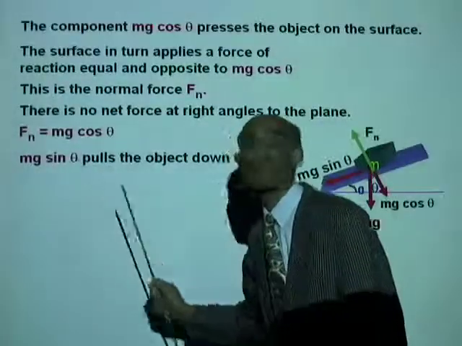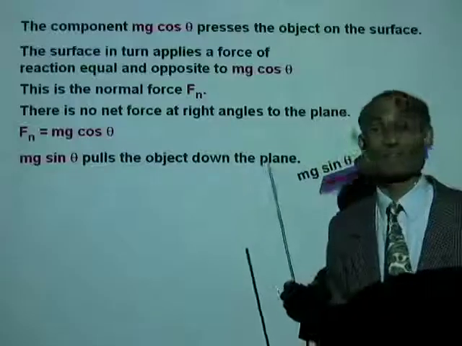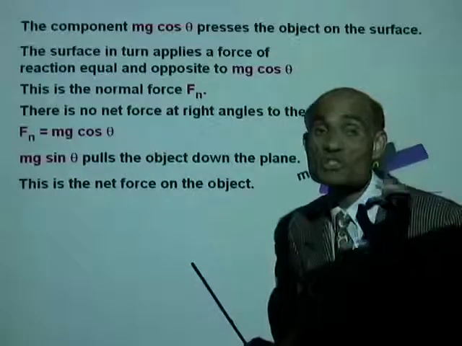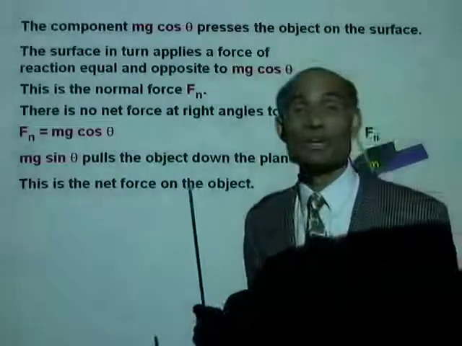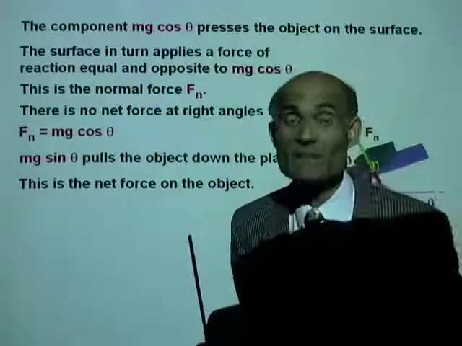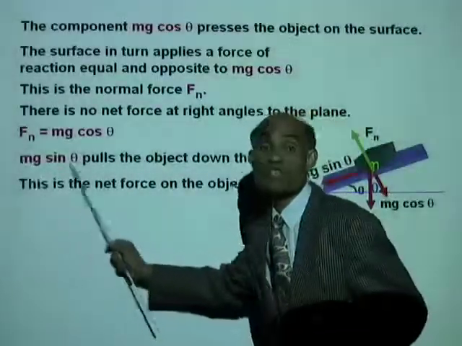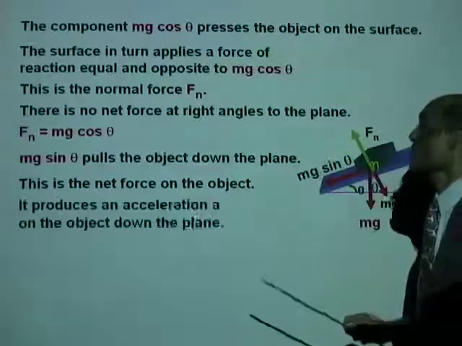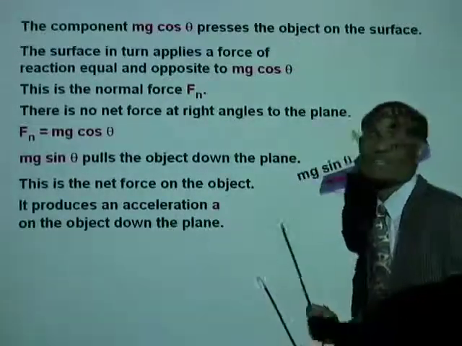And what does mg sine theta do? Mg sine theta pulls the object down the plane. Now this is the net force on the object. Here we assume that there is no frictional force between the block and the plane. In the next lesson we are going to look at friction, so then we will change our story. But today there is no friction between the block and the plane. Therefore, mg sine theta is the net force pulling the object down the plane, and it produces an acceleration a on the object down the plane.